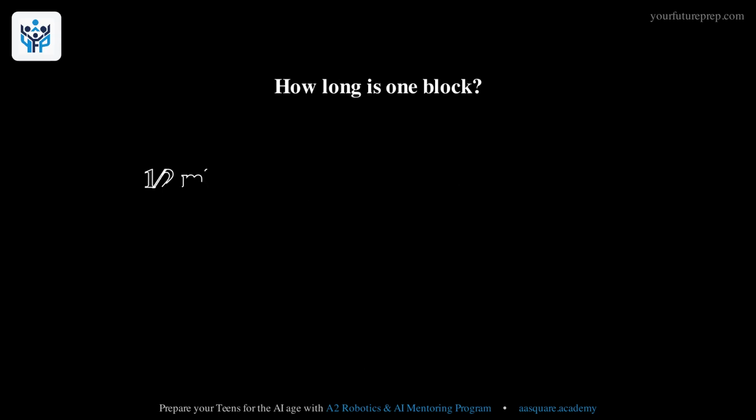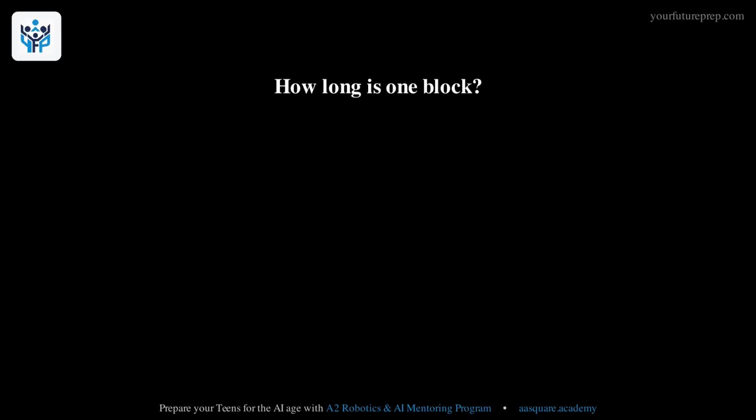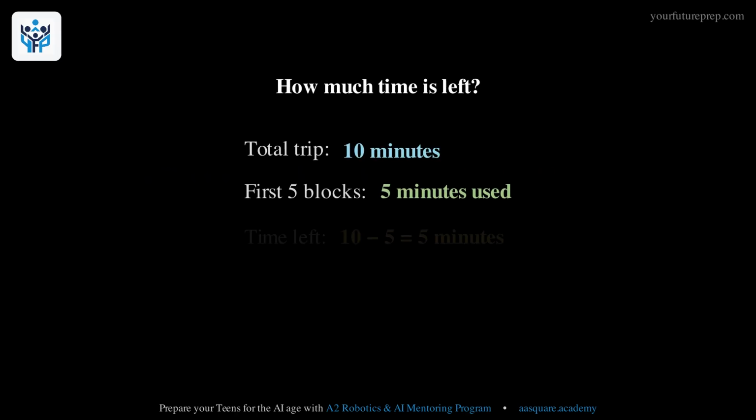First, how long is 1 block? The whole trip is 1/2 mile over 10 blocks. So each block is 1/2 divided by 10, which is 0.05 mile. He walks 1 block per minute. He walks the first 5 blocks normally, using 5 minutes. Since the whole trip should take 10 minutes, he has 5 minutes left when the detour begins.